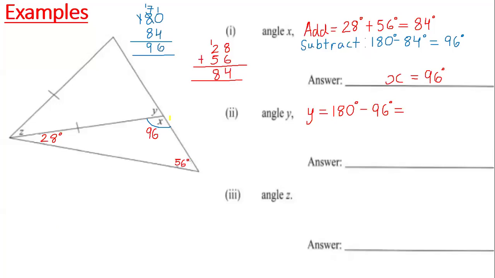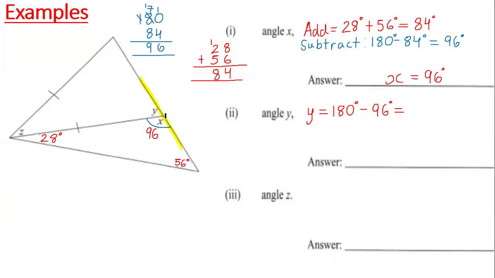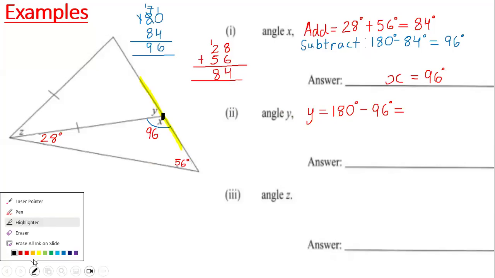What's the reason why we're subtracting from 180? Because it's on a straight line. No, the reason why we subtract from 180 is because angles on a straight line at a common point add up to what? 180 degrees. And so we have angles on a straight line at a common point at 180 degrees. So we have 180 minus 96.